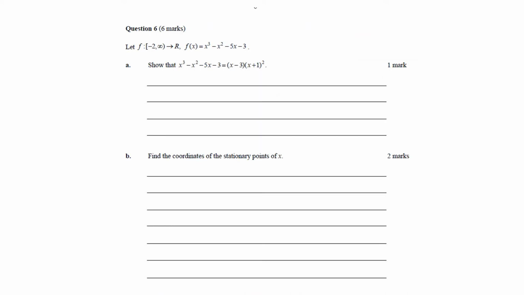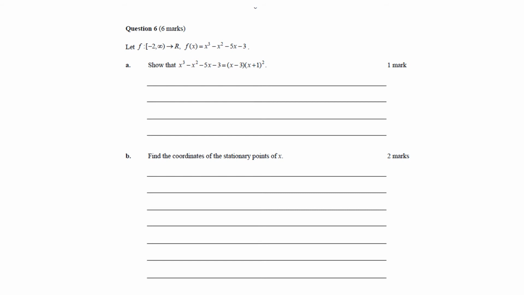Right. This next question was a bit of a doozy. At first glance, it looks like you need to show that this cubic function here is the same as this factorized cubic function here. Going from the polynomial form of a cubic to the factorized form of a cubic is not something that is particularly easy. If you're going to do this, what you typically need to do is long divide, you need to find a factor.